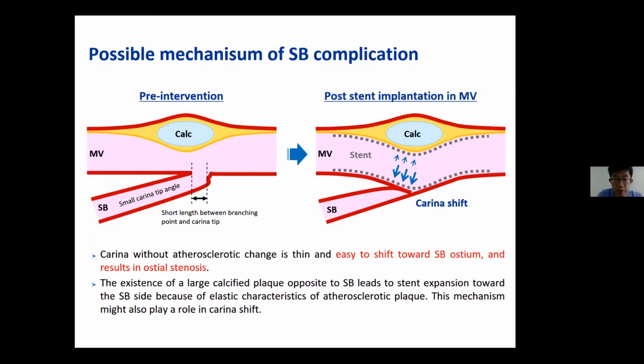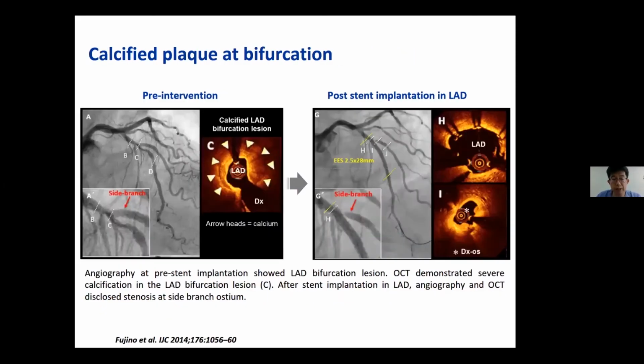This mechanism may play a role in carina shift. It's a very important thing. This is a representative case: calcified plaque at the bifurcation. Panel A is angiography. This is a bifurcation lesion. And A, B, C. At point C, this is the OCT image.